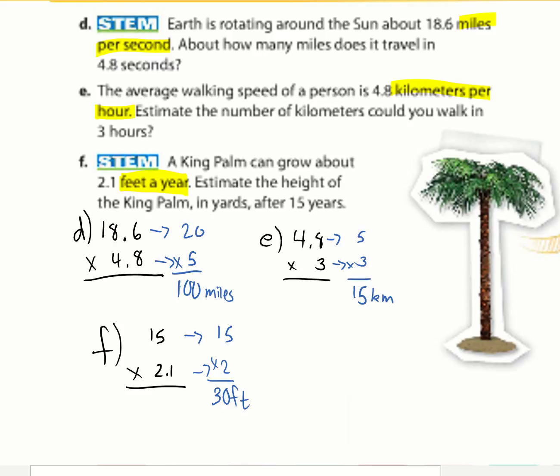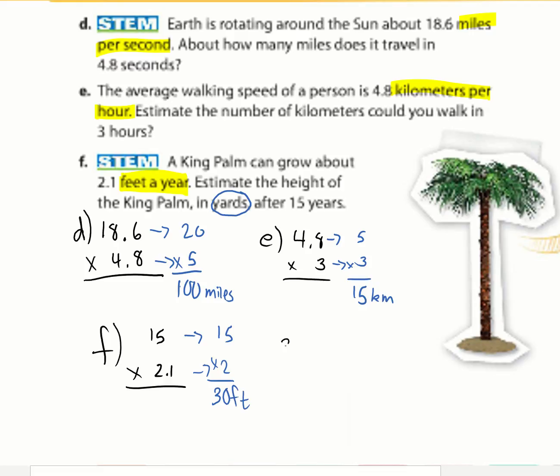But going back to F, I have 15 as a whole number, so it's going to stay the same, and I'm sorry, 2 1/10 is closer to 2, so it's going to change to a 2. So I have 15 times 2 feet equals 30 feet. But the question's asking, estimate the height of the king palm in yards. So we have to make sure we convert our feet to yards.